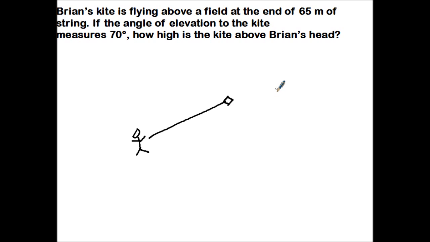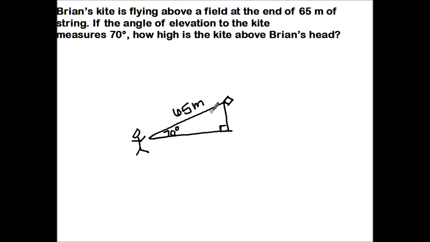It says it wants to know, well, let's draw the rest of my triangle. So here I have my horizontal distance, and here I have my vertical. It says the angle of elevation is 70 degrees, so that would be this angle here. It said that they're flying a kite with 65 meters of string, so your string would be 65 meters here.